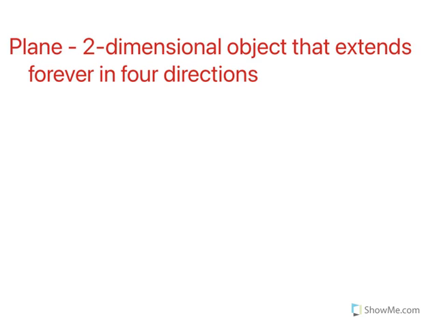Identify planes. And no, we're not talking about airplanes. We're talking about geometric planes. So the definition of a plane is a two-dimensional object that extends forever in four directions.